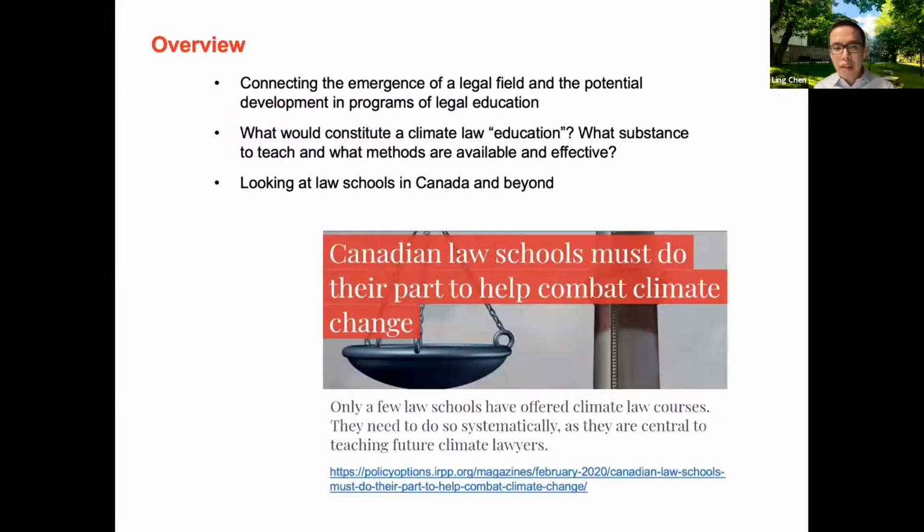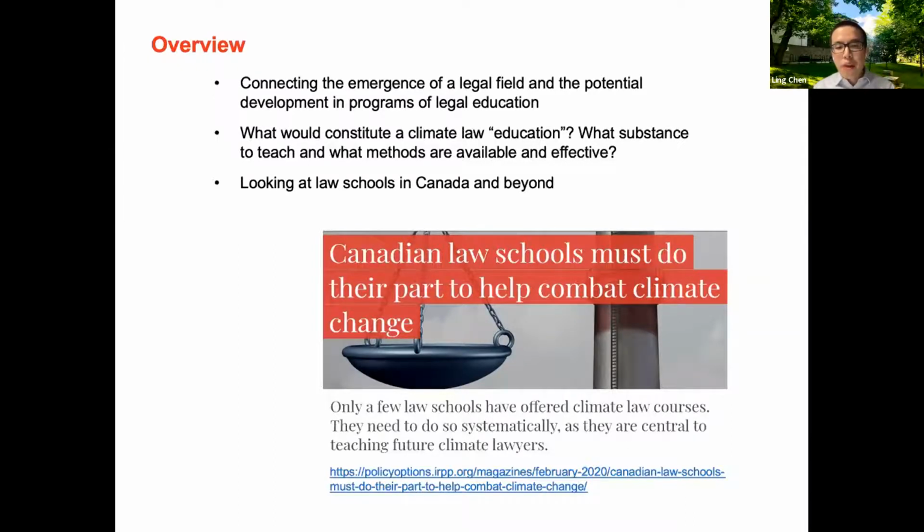While there are law schools already introducing standalone courses or climate law components in conventional courses, the majority have not done so in any systematic way. For example, in Canada we have 24 law schools, but between 2018 and this year, only 6 schools offer climate law, or have a course title that includes climate law. So it's just about one quarter of all the law schools in Canada.